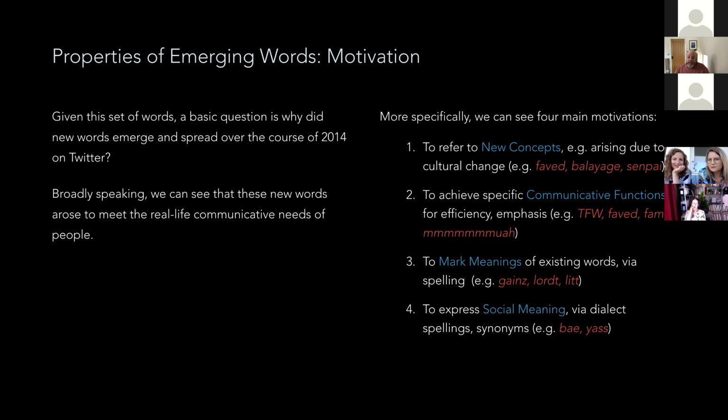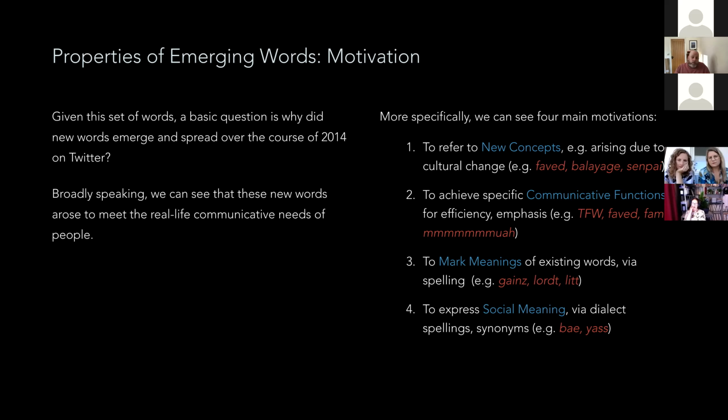The most obvious one, I guess, is just to refer to new concepts, right? Like there's a new hairstyle, so we need a word to refer to it. There's this act of pushing like on social media, so we need a term there. But they also do other things too, right? Some of these words come about because they have useful communicative functions, like for emphasis, right? So the acronyms, for example, or "am I right," or even faved, right? It's shorter than favorited, and maybe a bit more natural as a verb. And also for emphasis, like these repeated spellings.